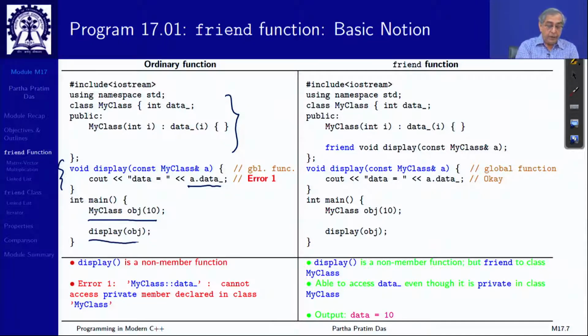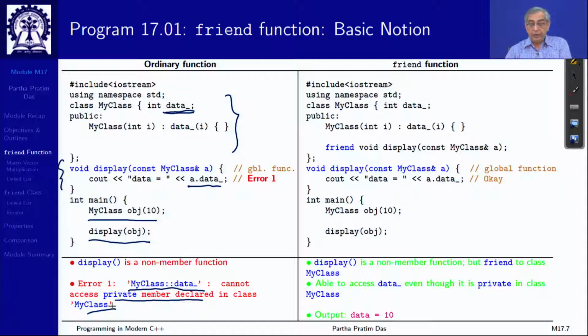So, if I invoke display with this object that I have created, what do I expect to see? Display is a global function, it is a non-member. So, any access to private data in display, by our information hiding principle, is prohibited. So, the compiler says my class : data cannot access the private member declared in my class. So, this code will not compile. Understood. This is what we have learnt about the private access specifier.